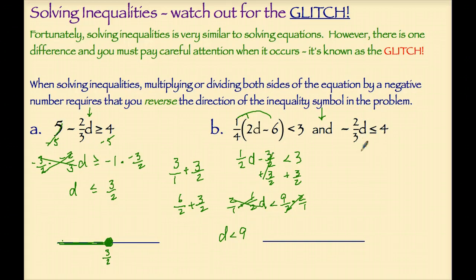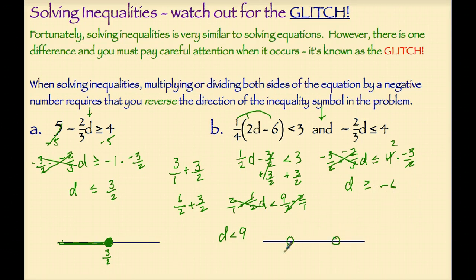Now let's go to the second inequality. Notice that there's a negative number being multiplied by the variable. Chances are the glitch is going to occur because we're going to multiply by the reciprocal of that coefficient, which is a negative number. In doing so, we get D on the left side. We end up with a negative 6 on the right side, but we have to switch the direction of the inequality in our answer. So now let's graph this.